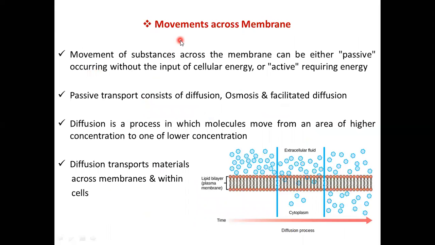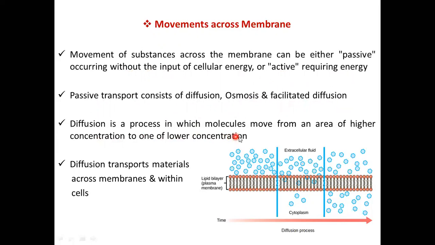Next, the important topic is the movement across the cell membrane. The movement of substances across the membrane can either be passive, which does not require the input of cellular energy, or active, which requires energy. So two types of processes occur: passive, which does not require the expenditure of energy, and active, which requires energy to occur. Passive transport consists of diffusion, osmosis, and facilitated diffusion.